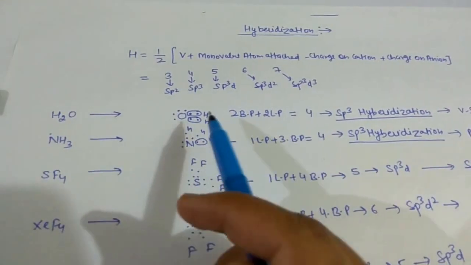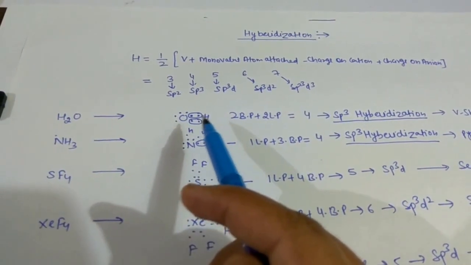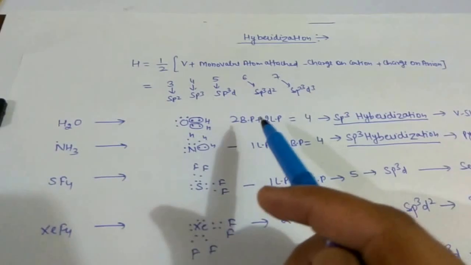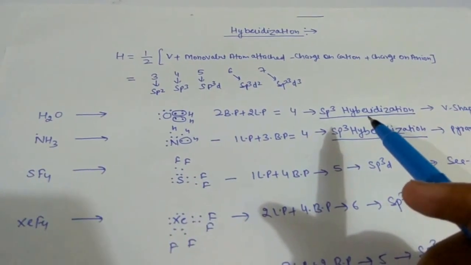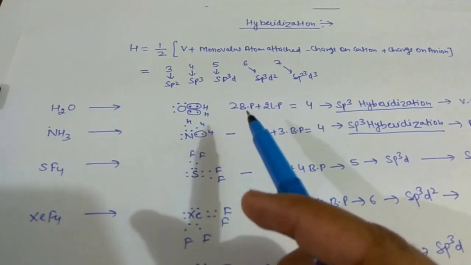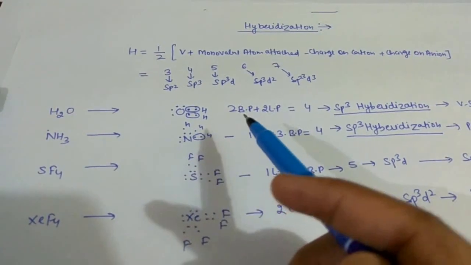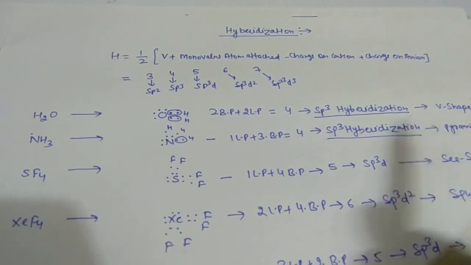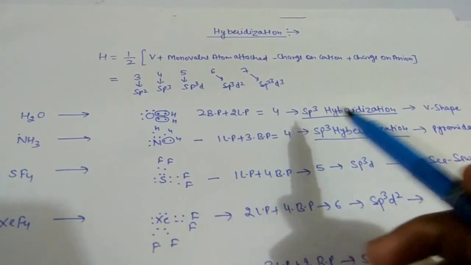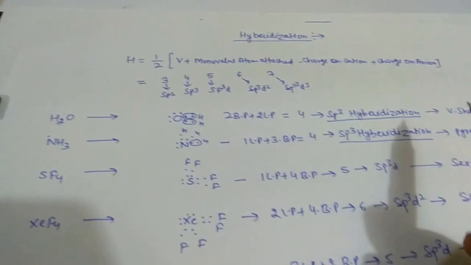Two hydrogens are attached, so these 2 hydrogens make bond pairs. So how many bond pairs? 2 bond pairs and 2 lone pairs. Hybridization is sp3. How many lone pairs are present? There are 2 lone pairs. So geometry should be V shape, as we previously discussed that sp3 hybridization with 2 lone pairs gives V shape.